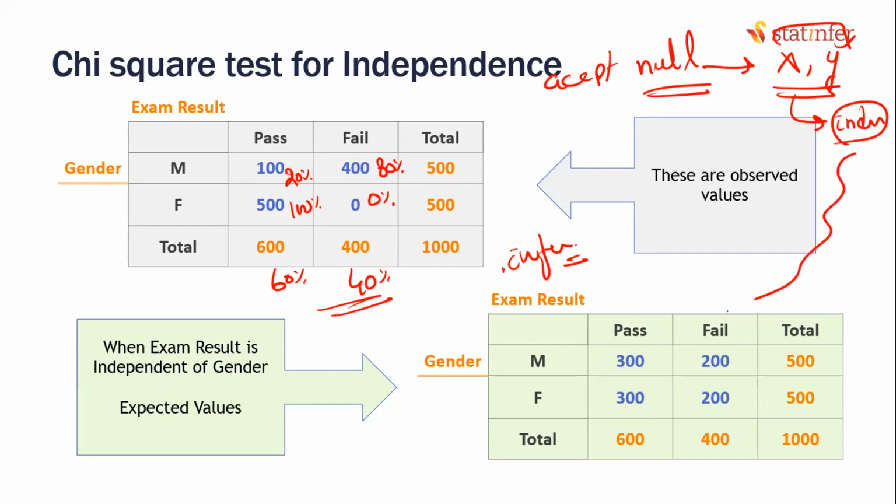Why? Because everything starts from here. The exam result is independent of gender, then only this table is created, and we are comparing the real results with this table. That is why. Reject null means X and Y are independent, that we are rejecting. That means we are accepting the fact that they are dependent.